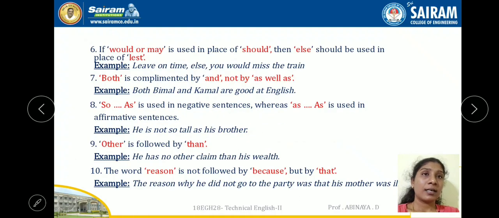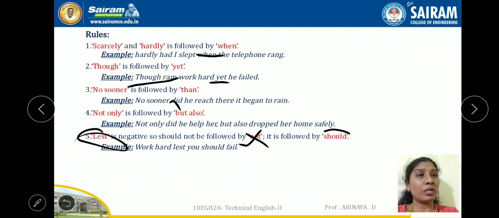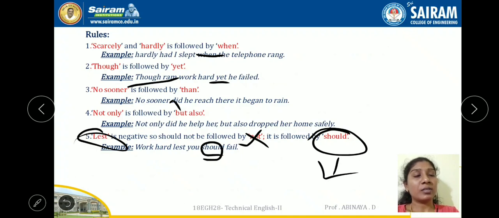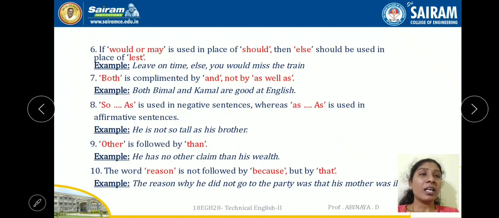Sixth, if would or may is used in the place of should, then else should be used in the place of lest. If would or may is used in this place, else should be there in this place. See the example: leave on time else you would miss the train.